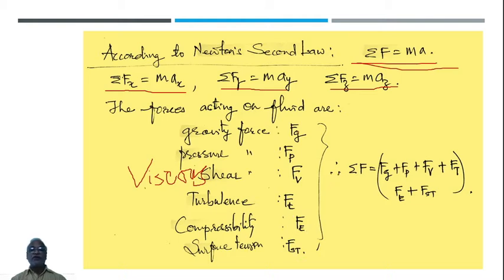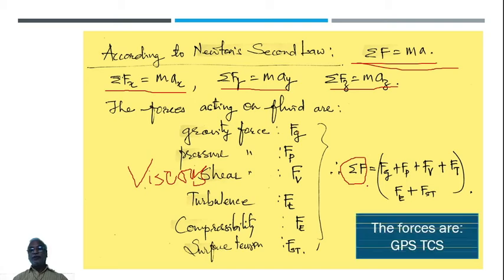There are so many forces. Now all the forces put together is called the resultant force. So we have sigma F, which is equal to Fg plus Fp plus Fv plus Ft plus Fe plus Fst. So this gives you a resultant force which involves six forces in all.